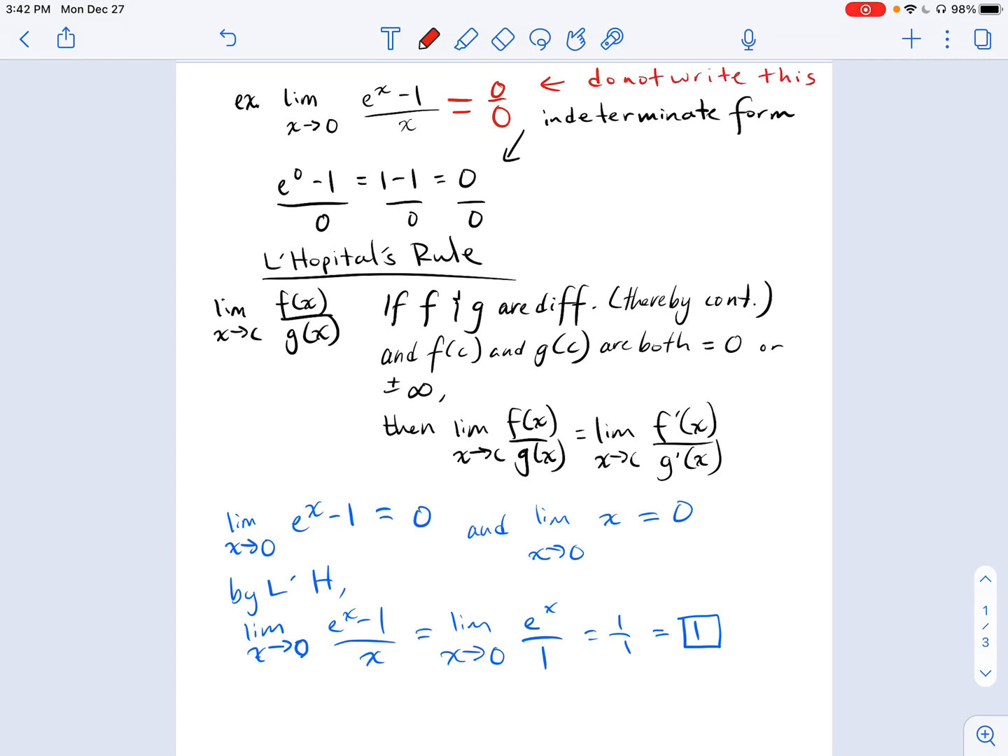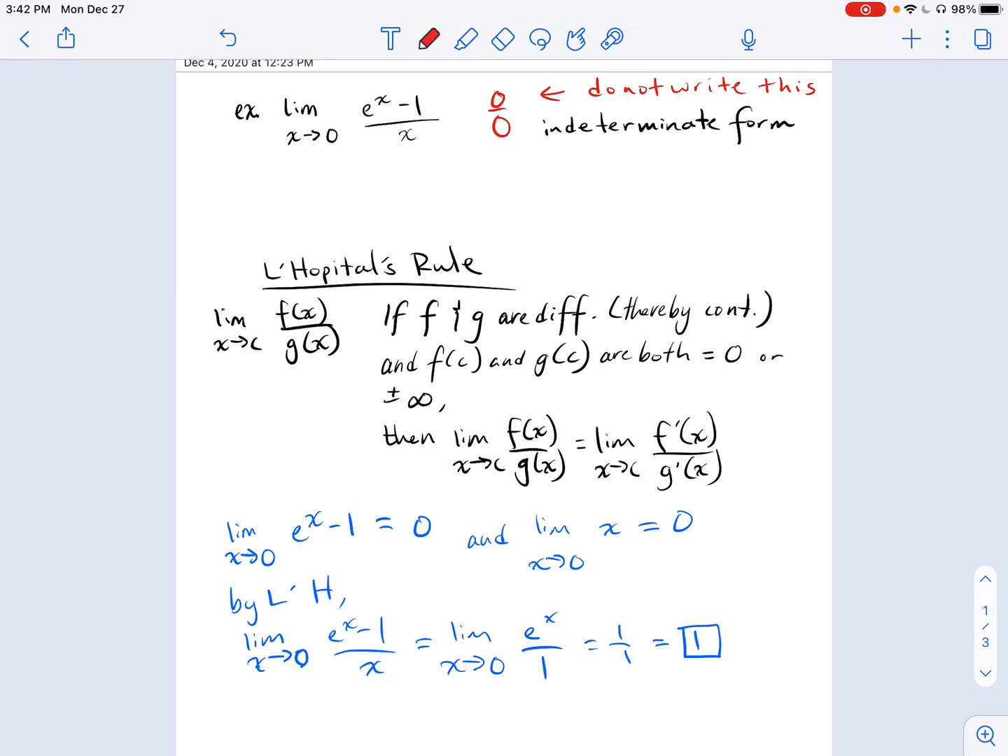Because this limit may actually exist, we cannot say it's equal to this indeterminate form. We can establish that there is some type of indeterminate form going on. So if you wanted to do something like this, this would be allowed, right?